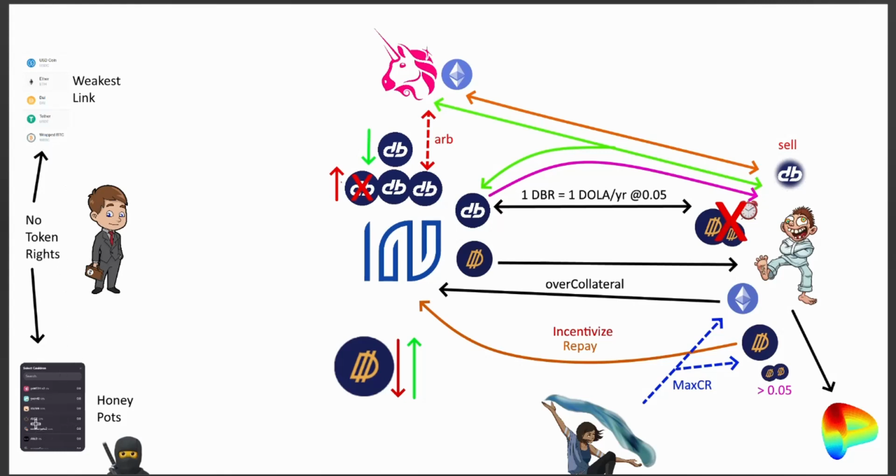Now, another one is Abracadabra, the isolated pools. Now, the problem with these that scares Dollar Bill is that they're big, huge honeypots for the hackers.